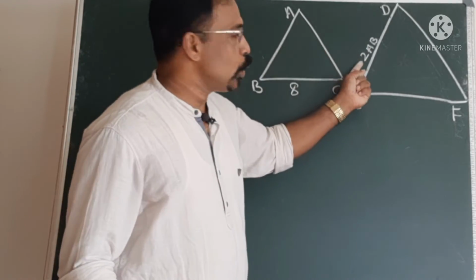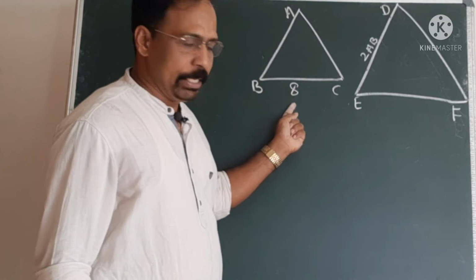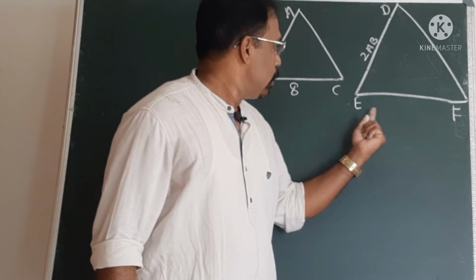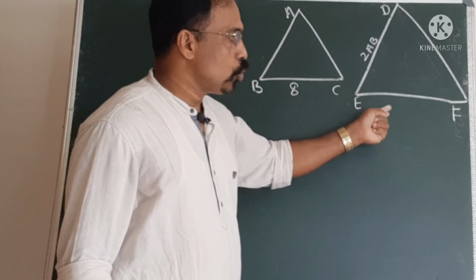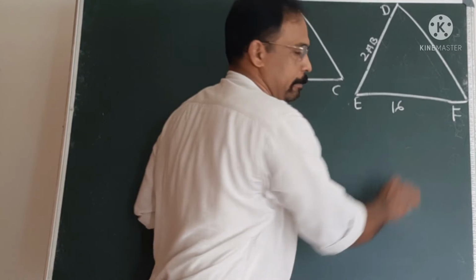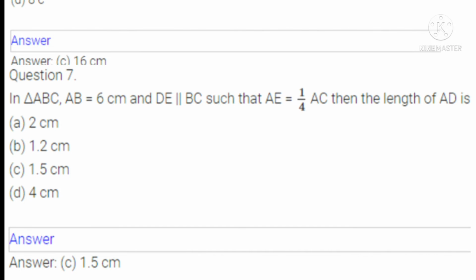Now, it is 2 times of this. Here it is 8. So, we have to find out the value of EF. What will be? Twice of this, that is 8 into 2. So, this will be 16. Let us look at question number 7.